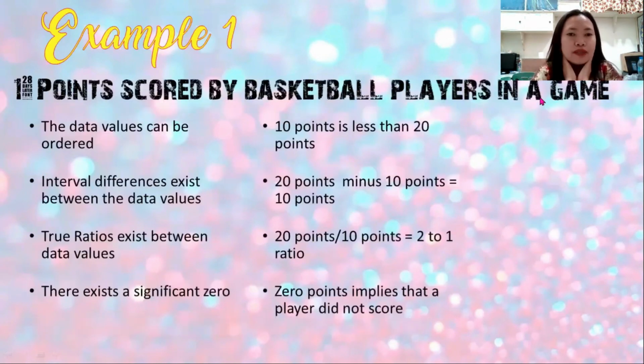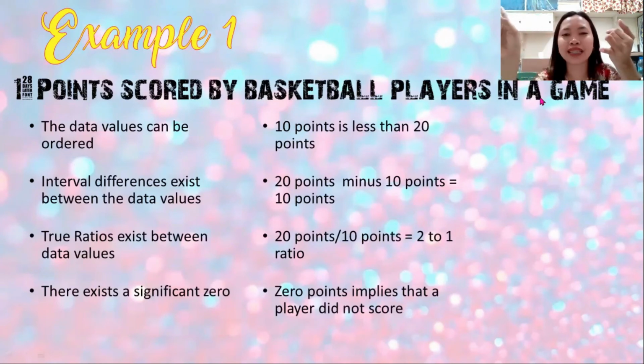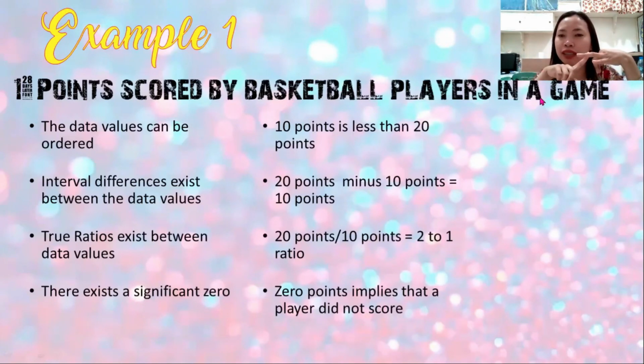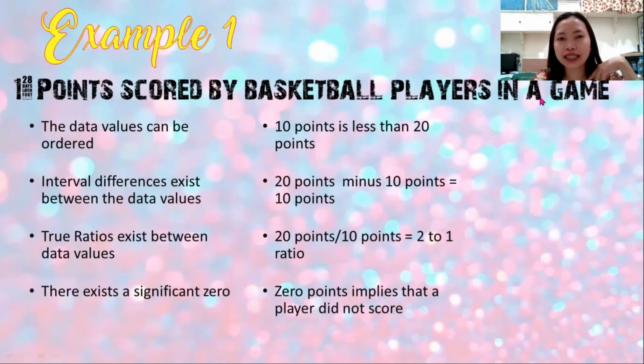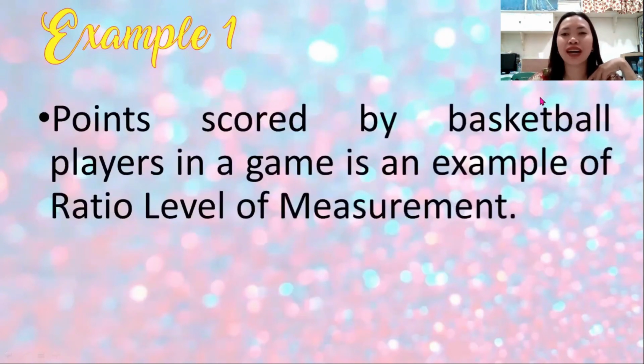For number 1, points scored by basketball players in the game. Let us identify its characteristics individually. Can the data values be ordered? Yes. 10 points is less than 20 points. Another, interval differences exist between the data values, right? 20 points minus 10 points equals 10 points. True ratios exist between the data values: 20 points over 10 points is a 2:1 ratio. There exists a meaningful 0. 0 points implies that a player did not score. If we have these characteristics, what kind of data is this? Taran! It is a ratio level of measurement.